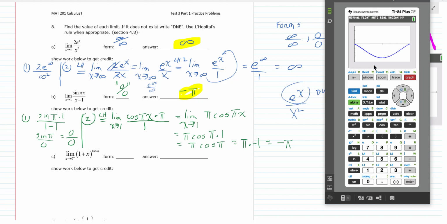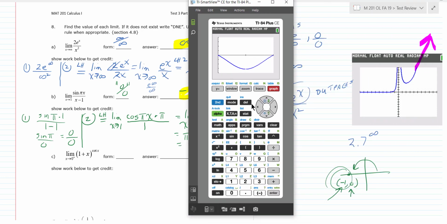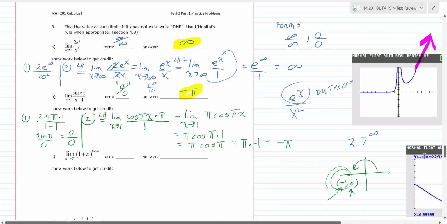Now you can see on here that little hole. There's a little hole there. This function is undefined at x equals 1. So what happens on this problem is if we traced a number real close to 1, and it's a two-sided limit, if we did 1.001, we're getting pretty close to negative pi. If you traced 0.99999, you're pretty close to negative pi. So that graphing calculator is verifying what's going on in this problem. That's really cool. So it is indeed negative pi. Who would have thunk?